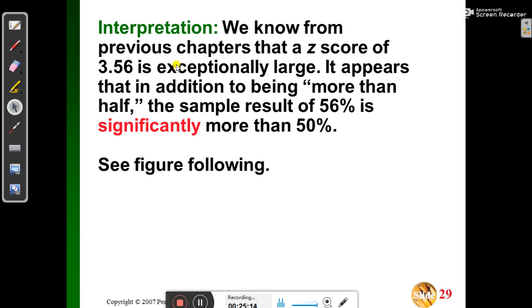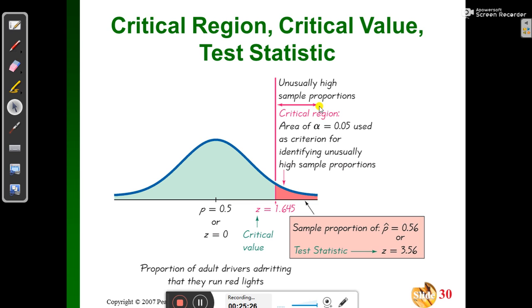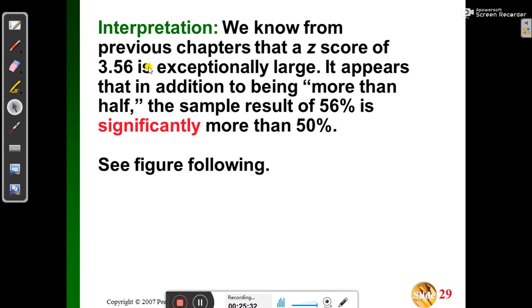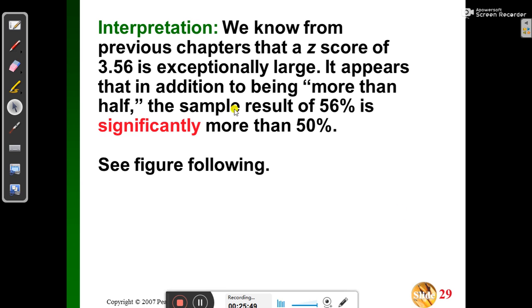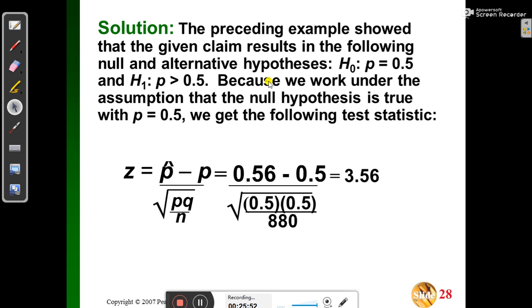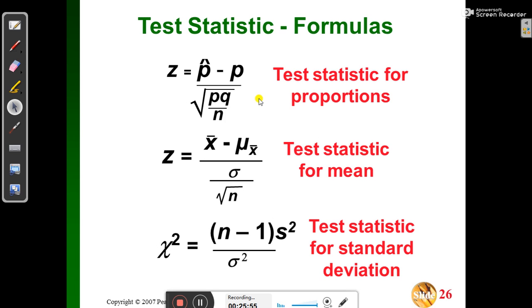That's what it is saying in the previous slide. We know from the previous chapters about the z score. We have not discussed that part yet, but try to understand what a z score is. 3.56 is exceptionally large. It appears that in addition to being more than half, the sample result of 56% is significantly more than 50%. Here the sample proportion is 0.56, because we are using the proportion equation, so proportion is the statistic we are using.